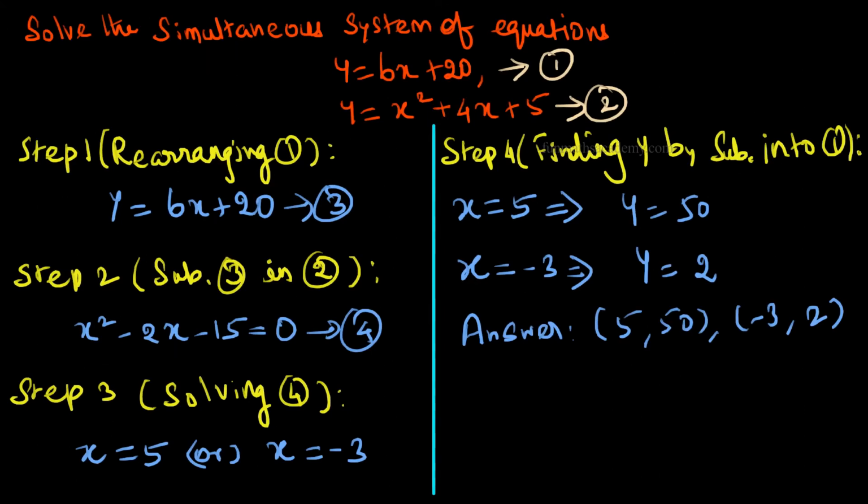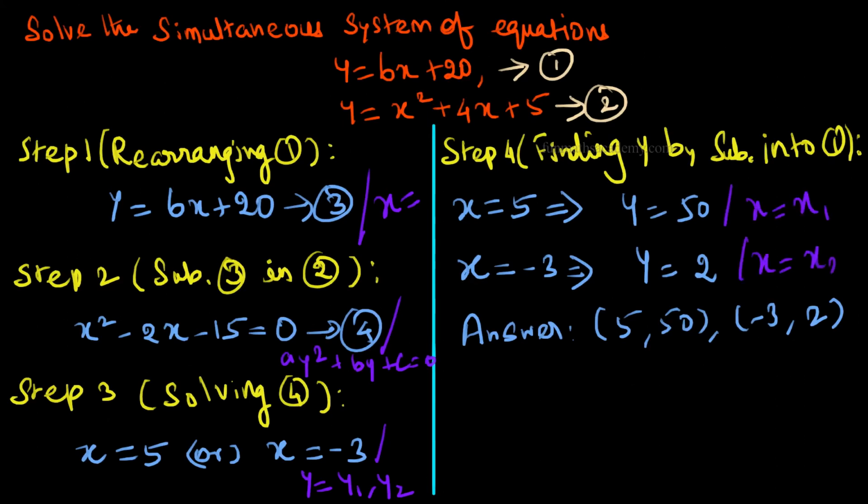Likewise, if we had rearranged the linear equation in terms of y and substituted in the quadratic equation, then we would have got two solutions for y. And then when these values of y were substituted in the linear equation again, we would have got values for x. And even then, the solution would have been the same as (5, 50) and (minus 3, 2). You can do it either way.